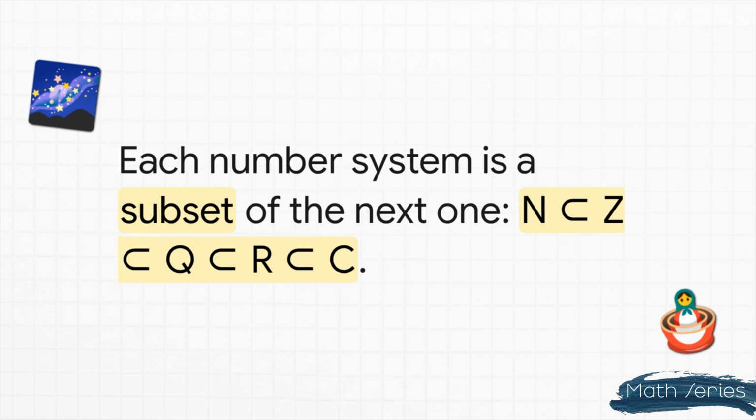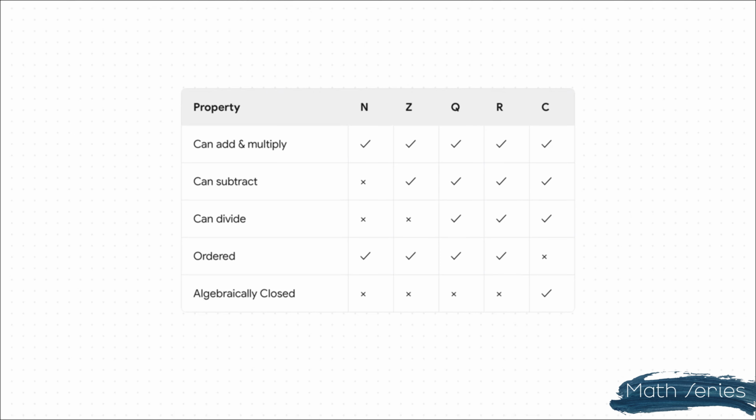And there you have it. That's how we built our entire universe of numbers. It's like a beautiful set of Russian nesting dolls, right? Each new number system fits perfectly inside the next, building on what came before to create something even more powerful. This chart really tells the whole story of our journey at a glance.